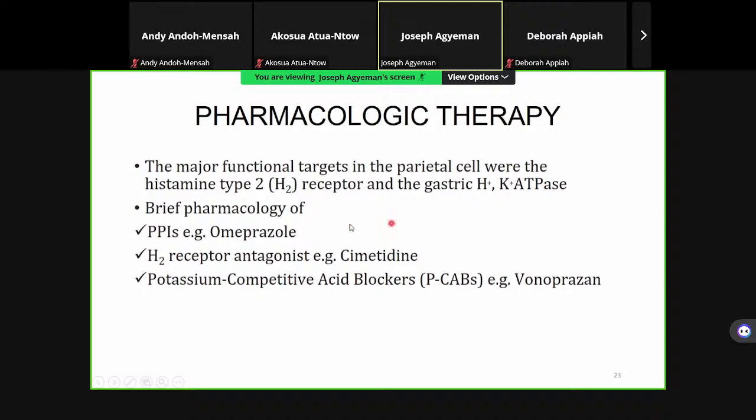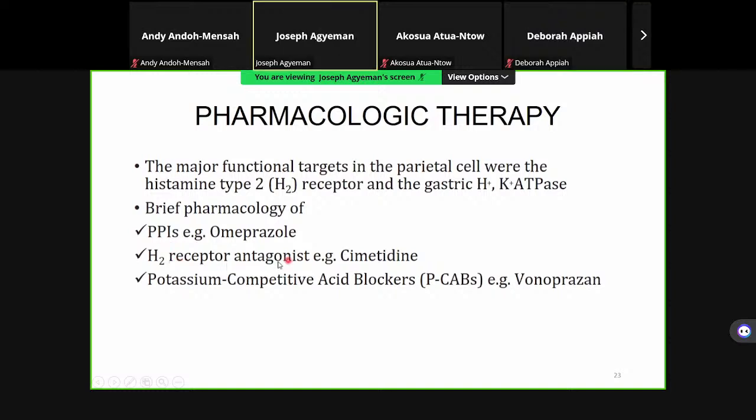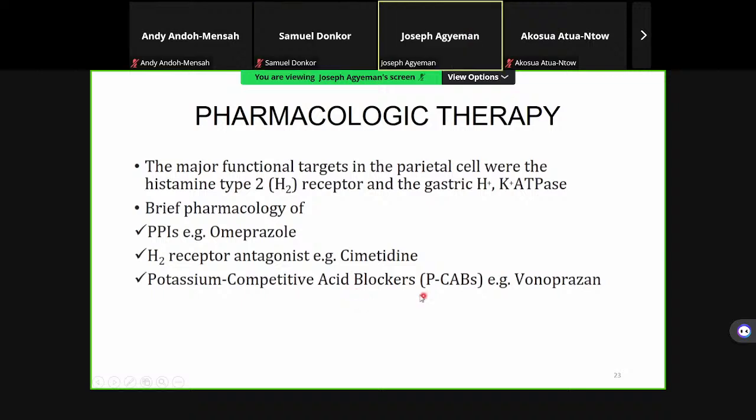And therefore, what are the medicines, the classifications? We use the proton pump inhibitors, H2 receptor antagonists, and currently the potassium competitive acid blockers. Not found in Ghana, but in areas like Japan, it's even first line there, together with antibiotics as part of the triple therapy. So this one is on you.